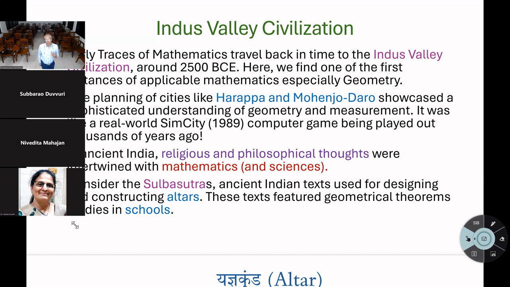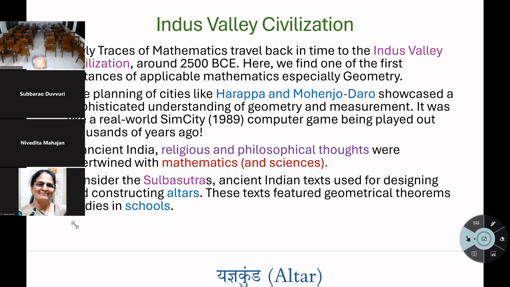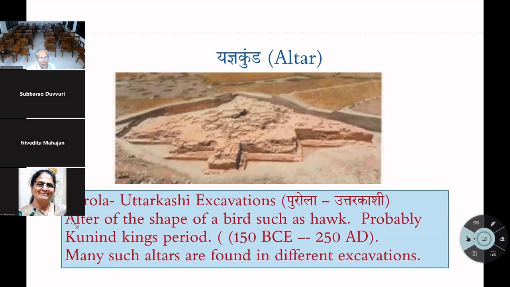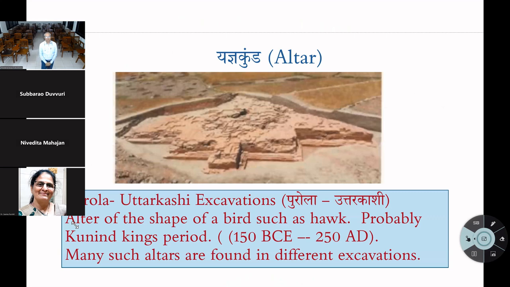Actually, these were known much before that, but what Bodhayana did was he collected all the important results in geometry which were required by him for the construction of altars. So he demonstrated how to construct various Yajnakundas. This is one example of a Yajnakunda which is seen in the Purola, Uttarkashi excavation.